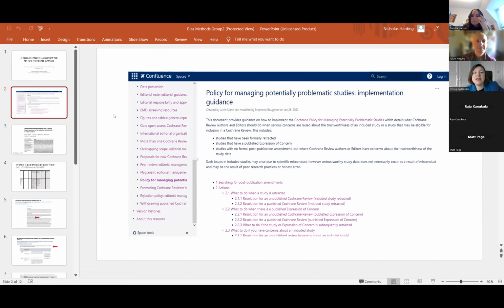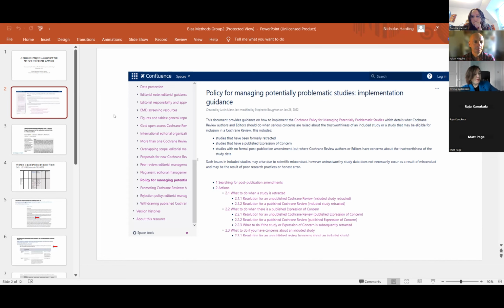Okay. So this is just a screenshot of the Cochrane editorial policy on problematic studies. I'm just wanting to make awareness that this exists because it isn't included in the handbook. It's an editorial policy.